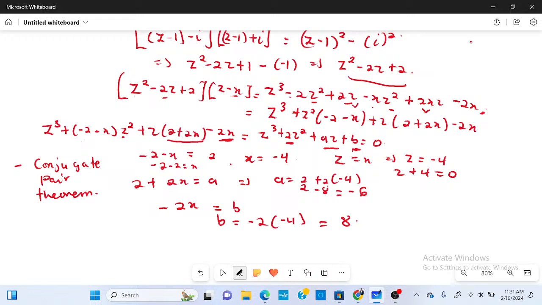So without wasting more time, let's move to our second problem for this particular problem solving class. So question 2.